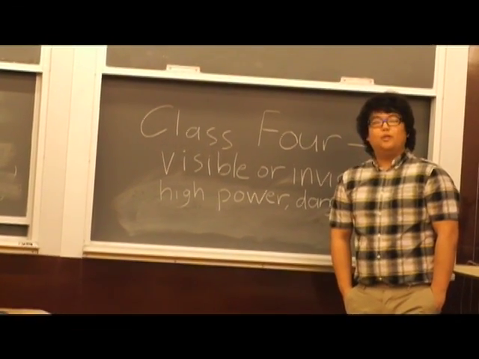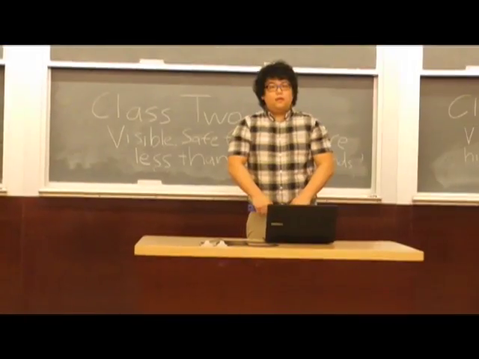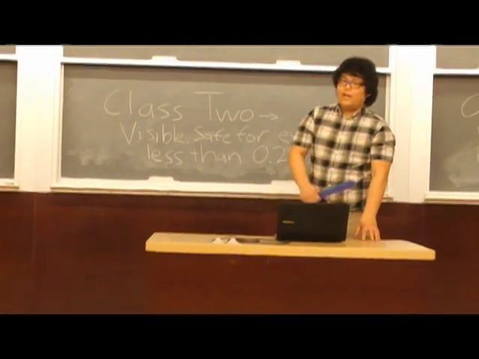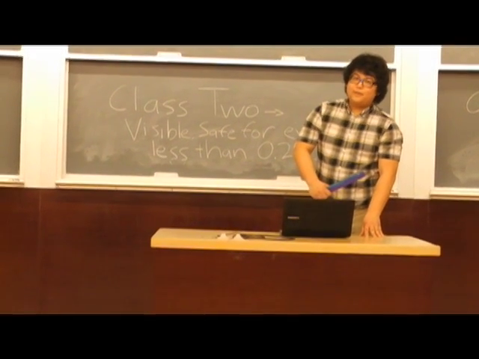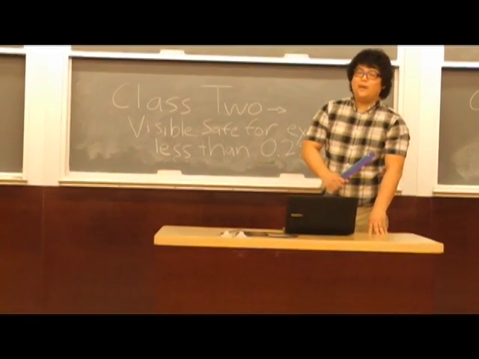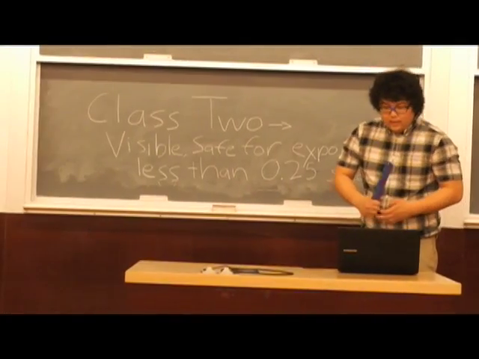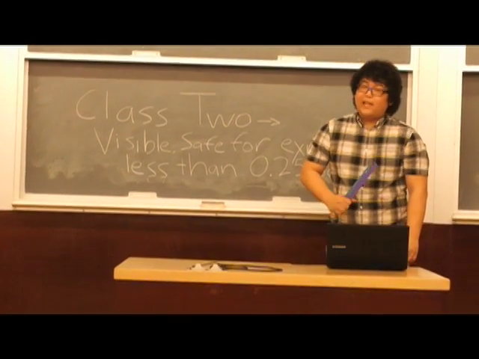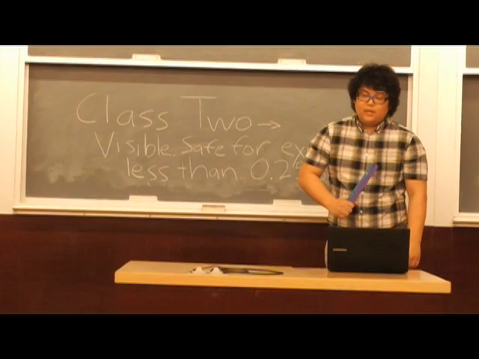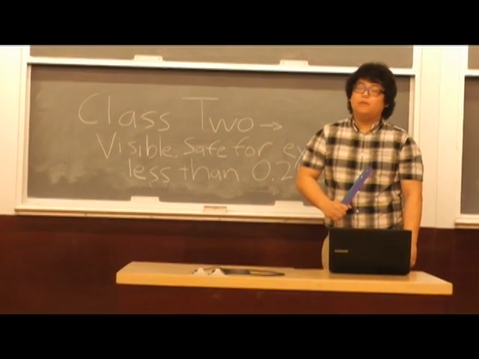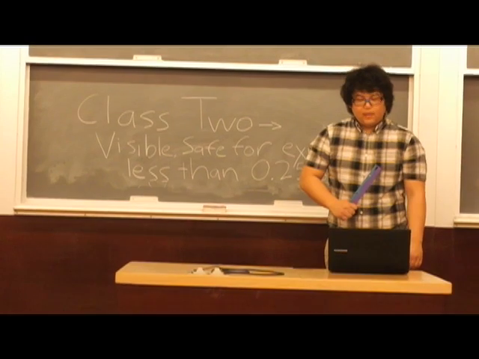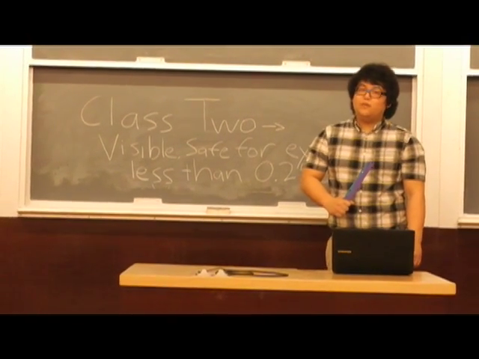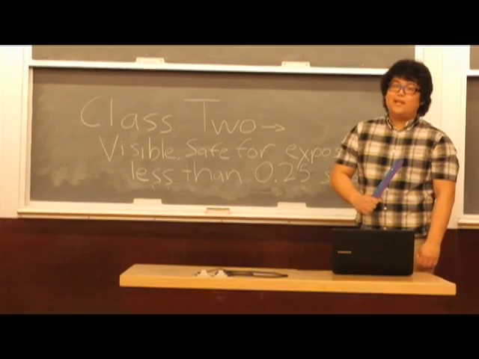Now that I've introduced you to the 4 classes of lasers and how they're used, I'd like to talk a little bit about how to use them safely. Lasers can be dangerous to both the skin and the eyes. Class 2 lasers are generally safe, but can injure the eyes if the blink reflex is suppressed. Class 3 and Class 4 lasers are dangerous both to the skin and the eyes.